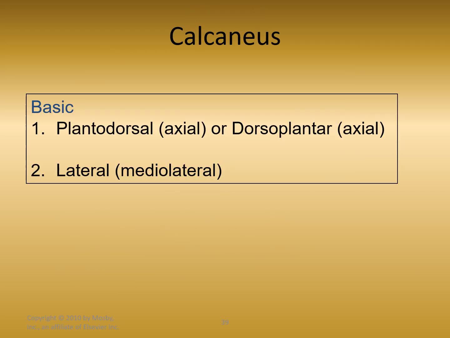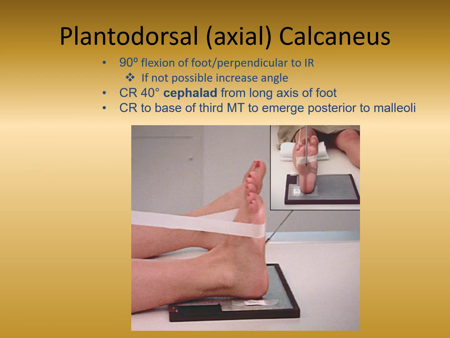So for calcaneus positioning, we're going to look at two different ways to do the axial positioning. You're only going to do one, so you'll find out which way you prefer and then always do it that way, or your patient's condition will determine how you can do it. We'll also look at a lateral calcaneus. Our basic routine calcaneus is just one axial image and one lateral image. So this is a planto-dorsal axial calcaneus.